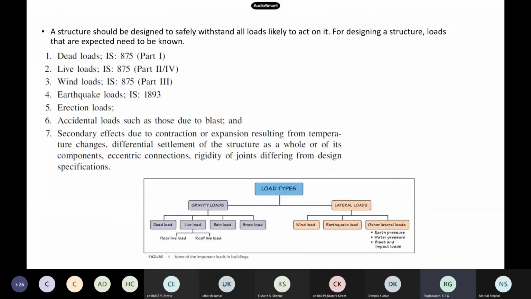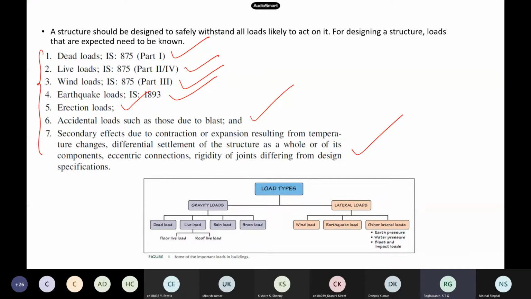Now this is what our IS code, IS 800, says. Clearly, this is also something I have taken from the IS code itself. So it says dead loads, live loads. This is what it defines. Part 3: earthquake load, erection loads, accidental loads, secondary effects. All these things you have to include in our design.